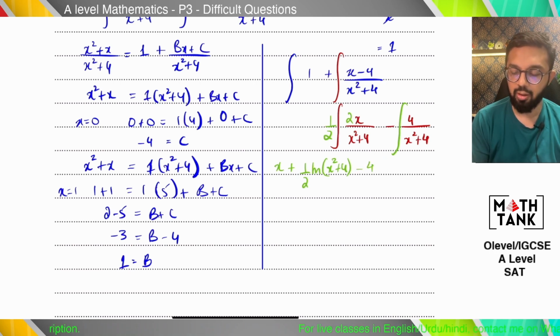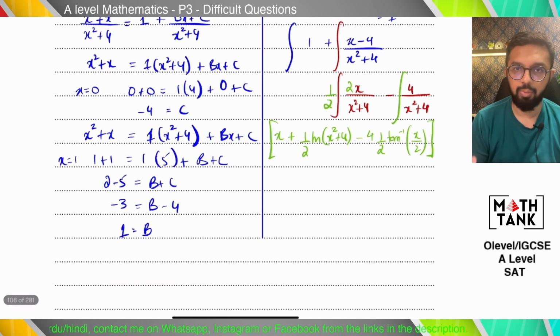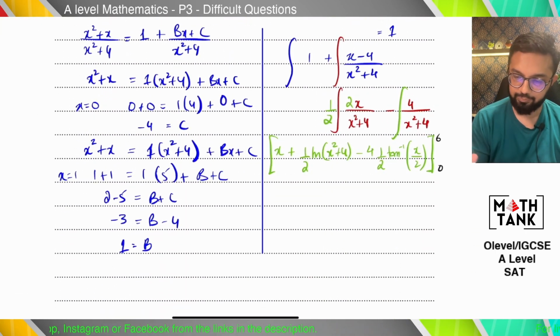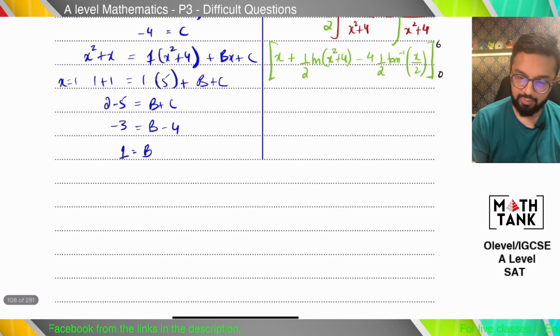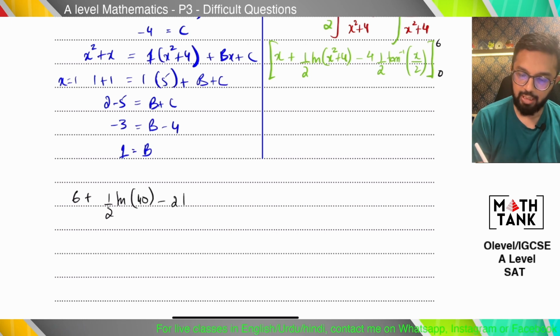Let's recall our tan inverse. It's x squared plus 4, so there's going to be half outside, tan inverse of x over 2, and then with limits 0 to 6. So let's plug in the limits here so that we can see them clearly. x plus half ln 40 minus 2 tan inverse 3.